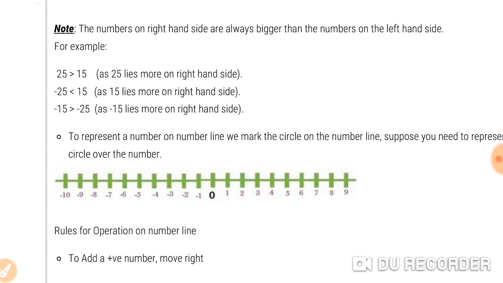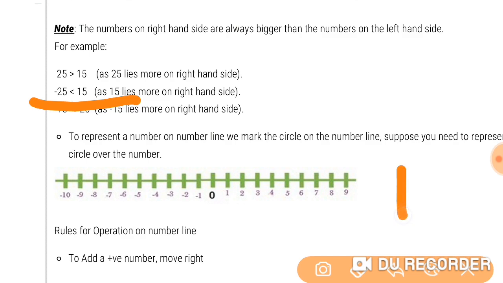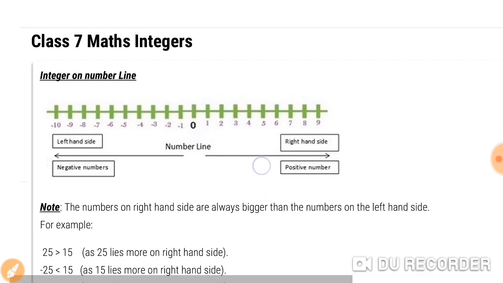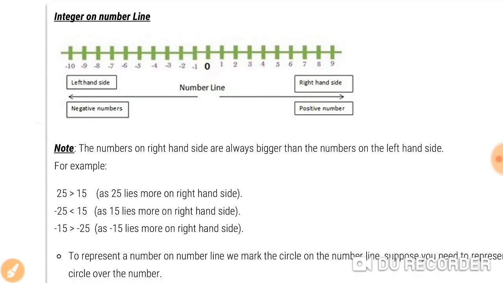25 is bigger than 15, as 25 lies more on the right hand side. In the same way, minus 25 is less than 15, as 15 lies more on the right hand side. You can see the picture here. You can take an example of 5.